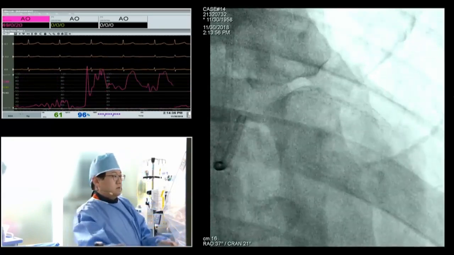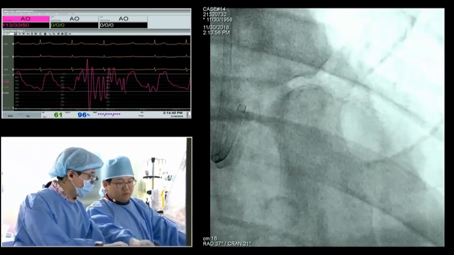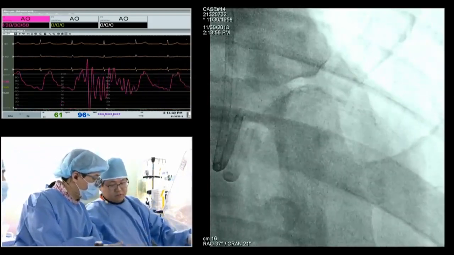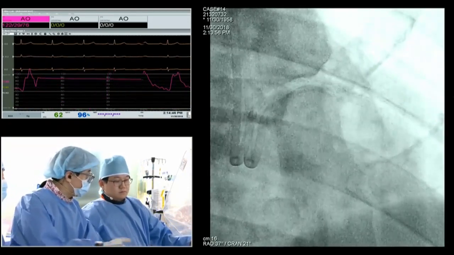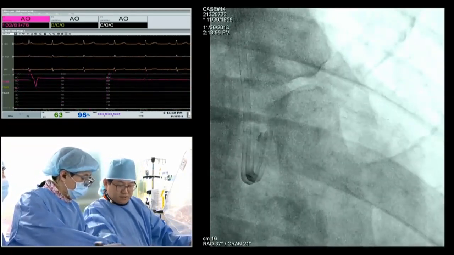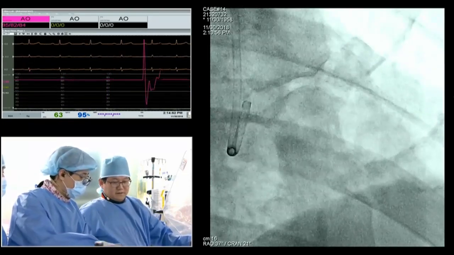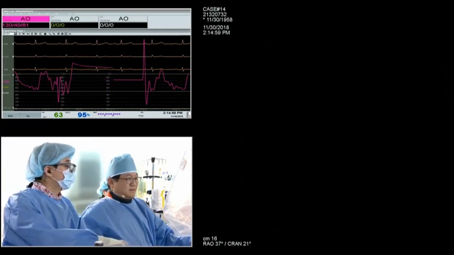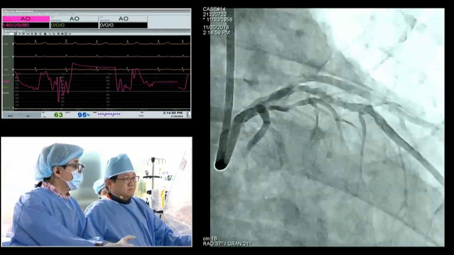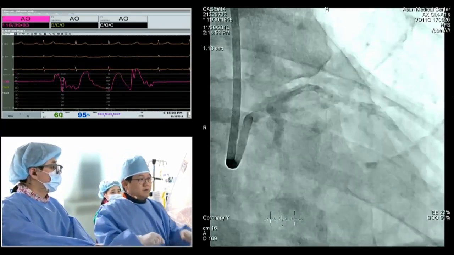Ready? Flush, please. Flush. Ready? Great. Better. Okay, getting better.